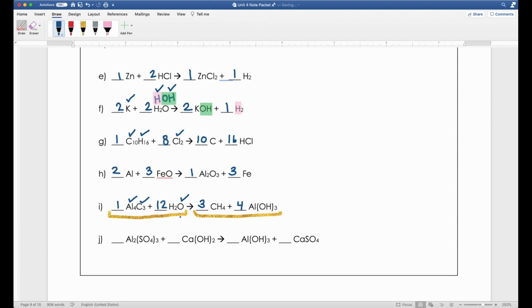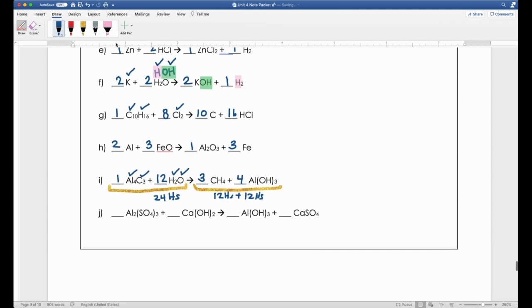On my reactant side, I have a total of 12 groups of 2, which is 24. I have 24 hydrogens, which means I have to have 24 hydrogens in my product side. 3 groups of 4 is 12 hydrogens in CH4, and 4 groups of 3 is also 12 hydrogens here. 12 plus 12 gives you 24. So this hydrogen is in fact also balanced. I highly recommend just double checking to make sure that it is in fact balanced before moving on.